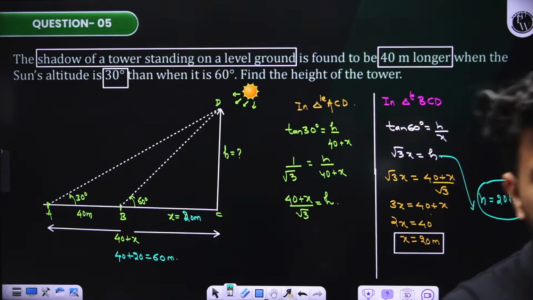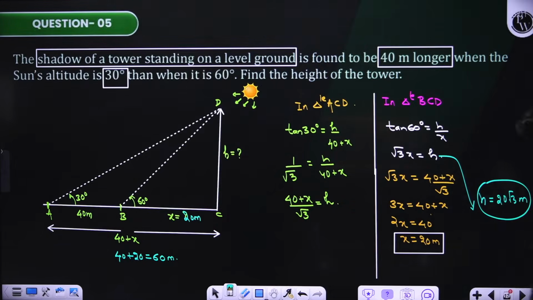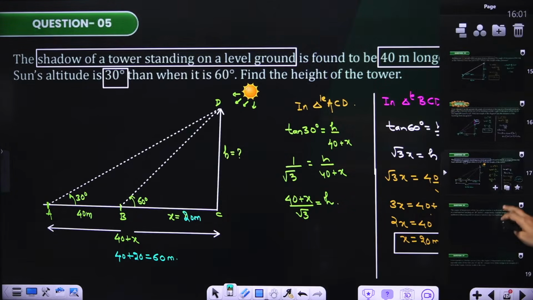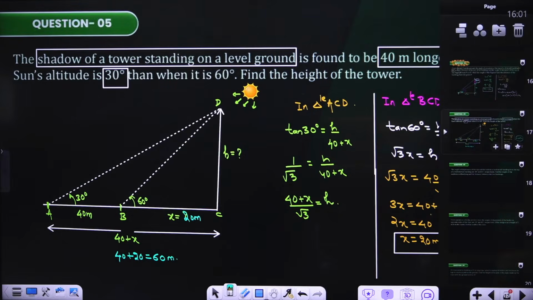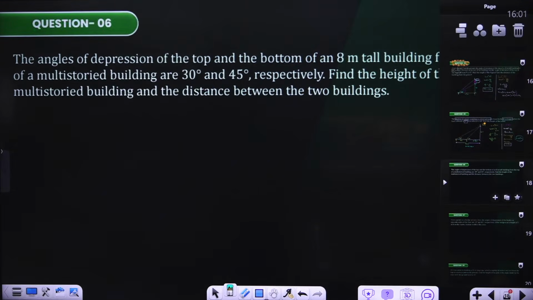Understood. Hi Purvika, I am nice. How are you? Clear? Okay. Yes. Do the problem, students.